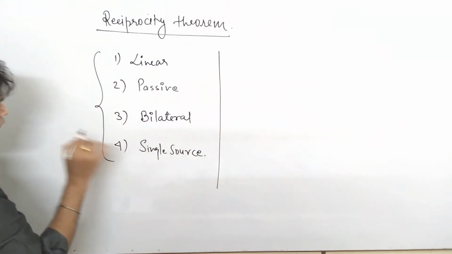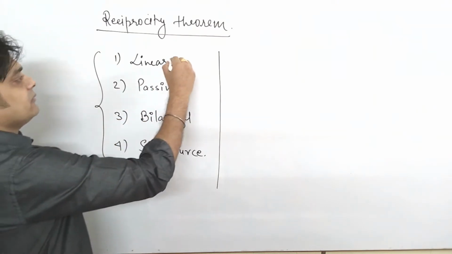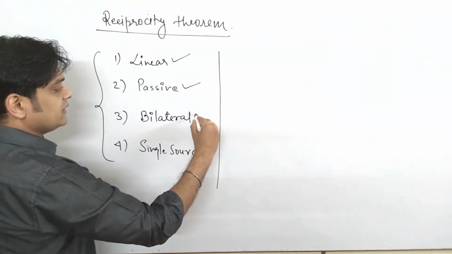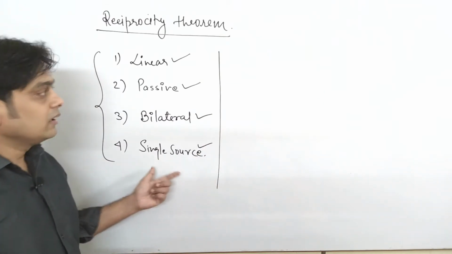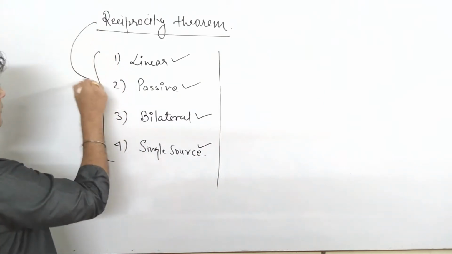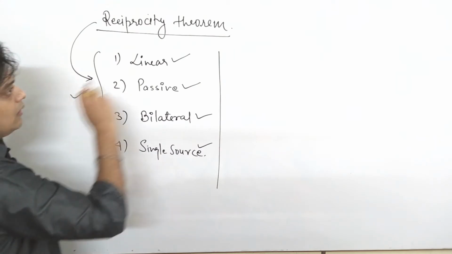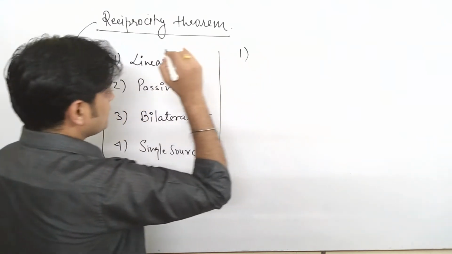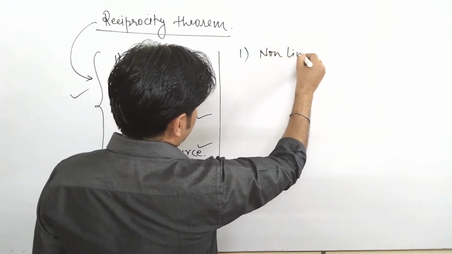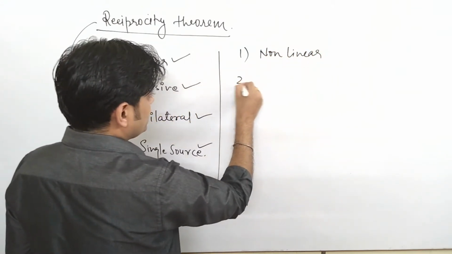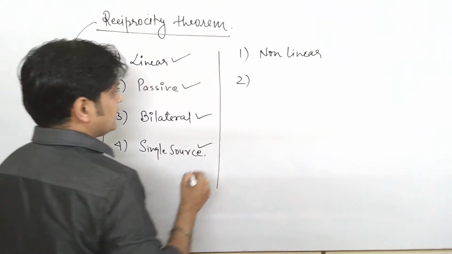So under these four conditions, your network must be linear in nature, it must be passive in nature, it must be bilateral, and it must carry a single source. Very important thing. Then only the reciprocity theorem is applicable. But under what condition is the reciprocity theorem not applicable? Yes, you can say it is non-linear in nature. If the network is non-linear in nature, the reciprocity theorem is not applicable.